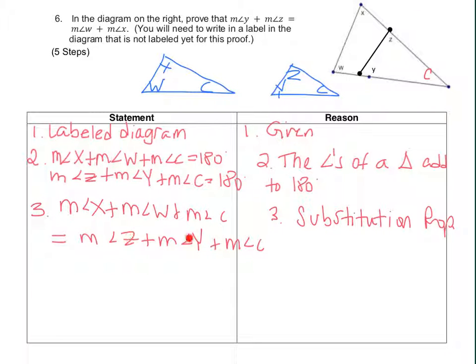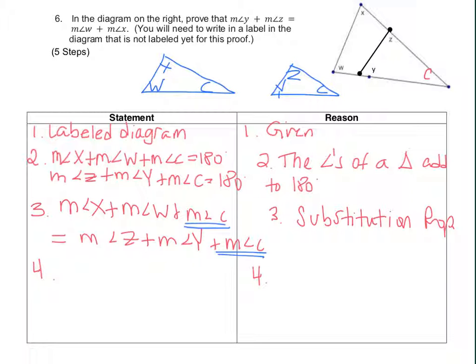Now look closely at step 3. Do you see anything in both of these that might be the same? Yes, I have a measure of angle C in both. Remember what we do when we have the same thing on both sides? Hopefully you do. I'm going to leave you with step 4. See if you can figure out what has to happen next.